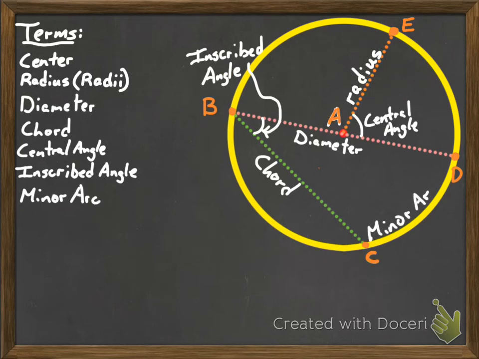Next, we have minor arc. Now a minor arc is any arc that's less than 180 degrees. So we have this arc here. This would be arc CD. And we would write that as CD with a little arc symbol, just like that. So that would be minor arc CD.